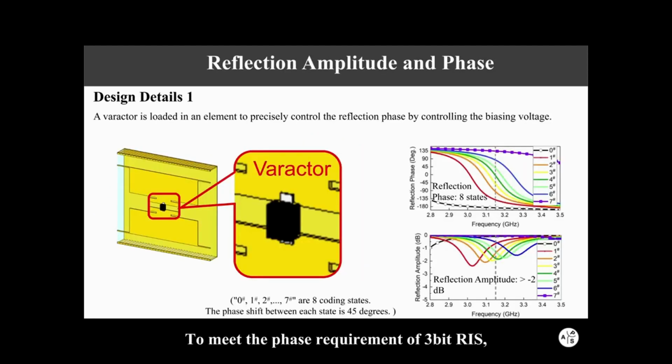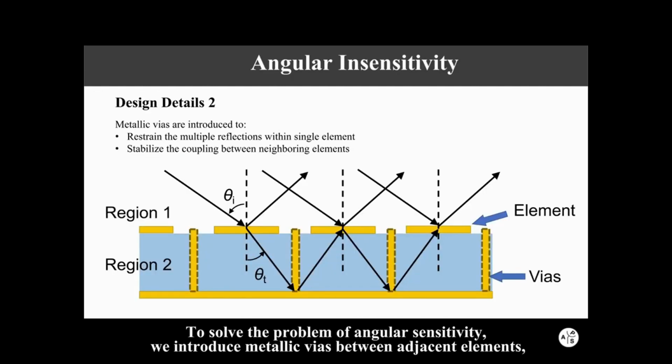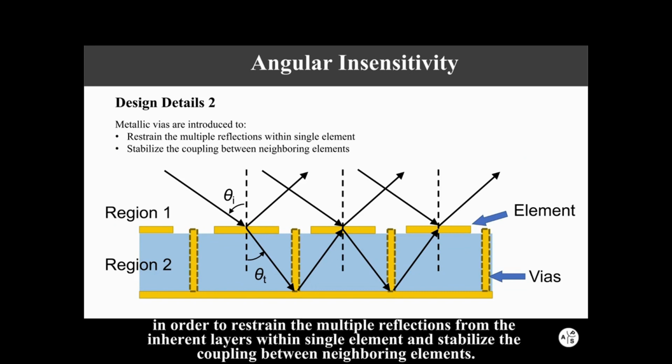To meet the phase requirement of 3-bit RIS, we use a vector-loaded meta-atom to precisely control the reflection phase by controlling the biasing voltage. To solve the problem of angular sensitivity, we introduce metallic vias between adjacent elements in order to restrain the multiple reflections from the inherent layers within a single element, and stabilize the coupling between neighboring elements.